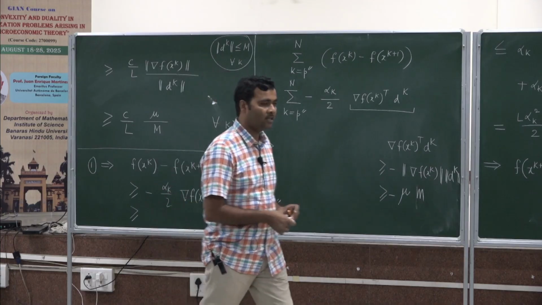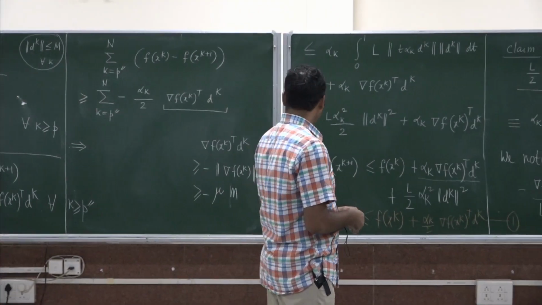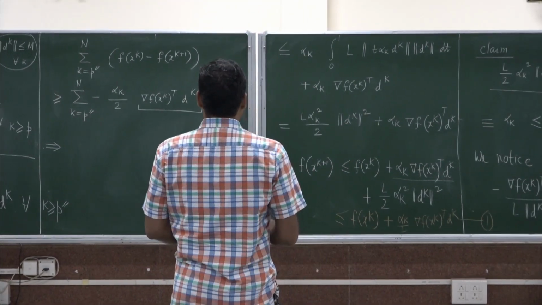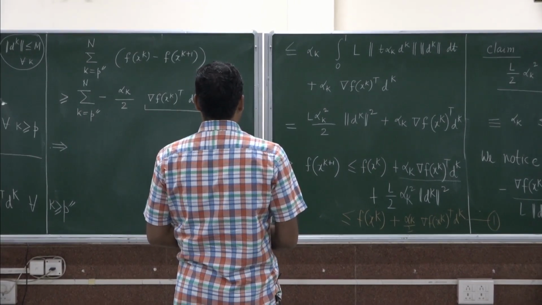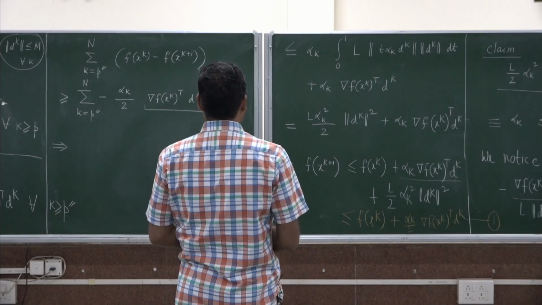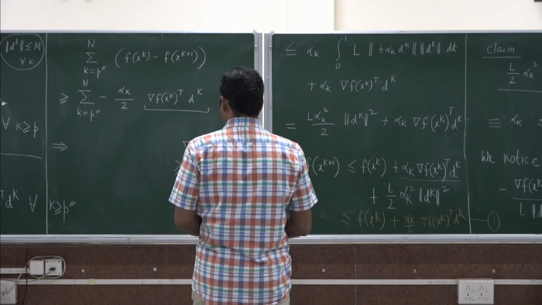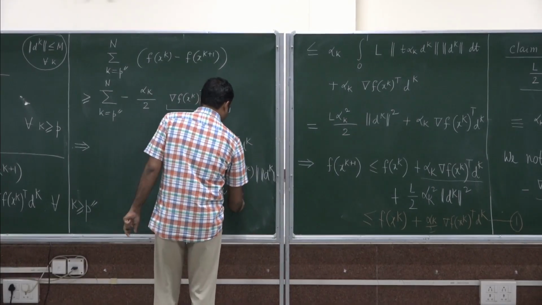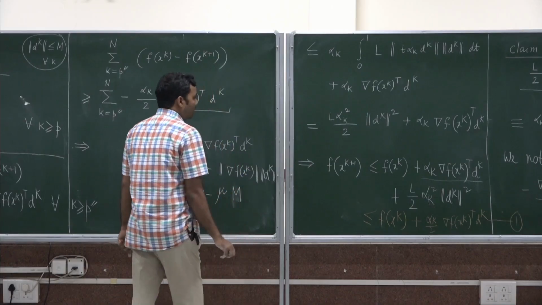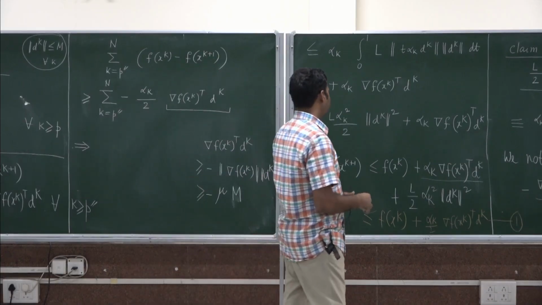Sir, I think you need here the norm of dk bounded above, which you assume, because you have a negative sign. Yeah, I have a negative sign. So this will be greater than or equal to m. Yes, bounded above, capital M. Am I missing something?